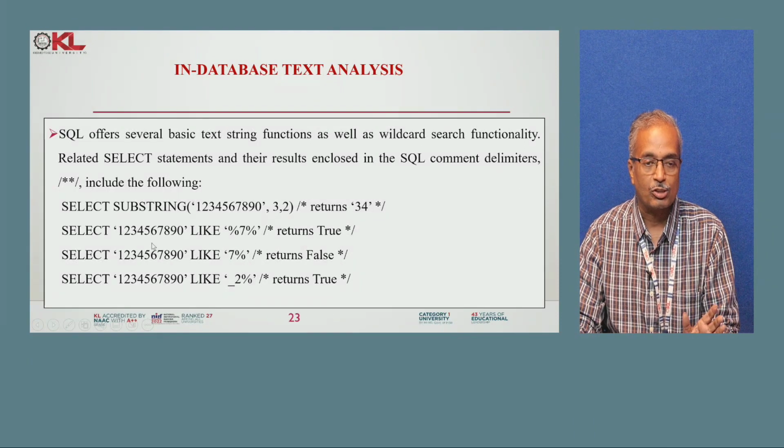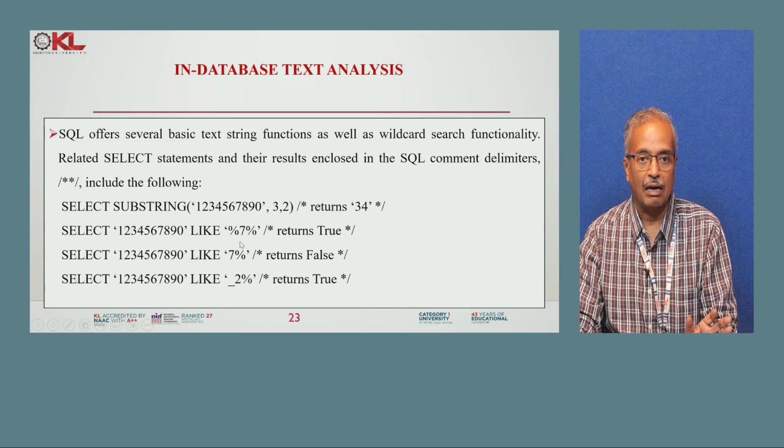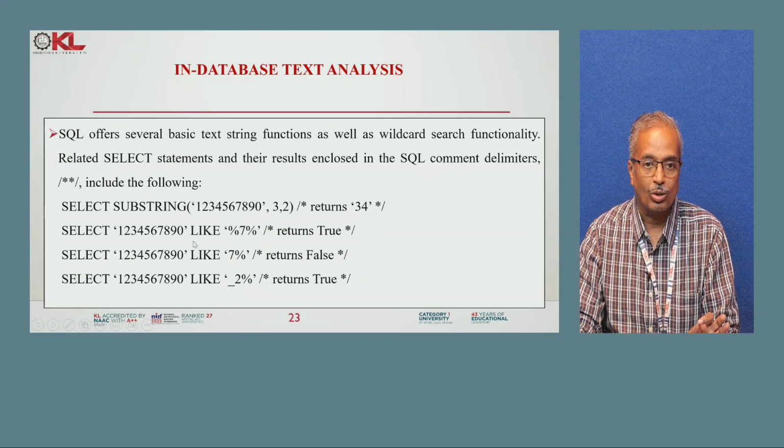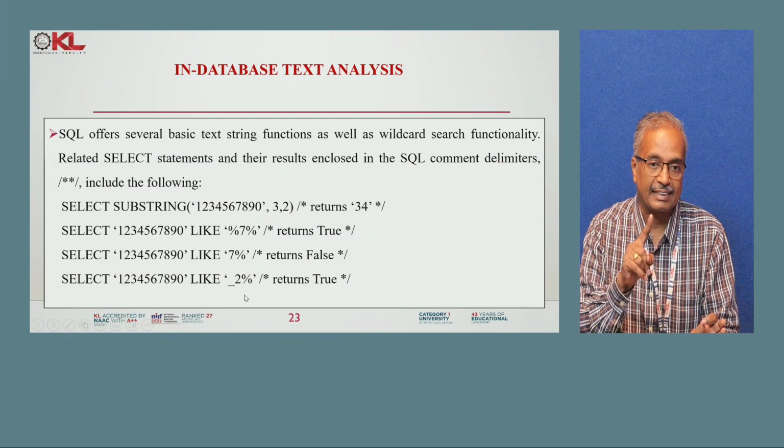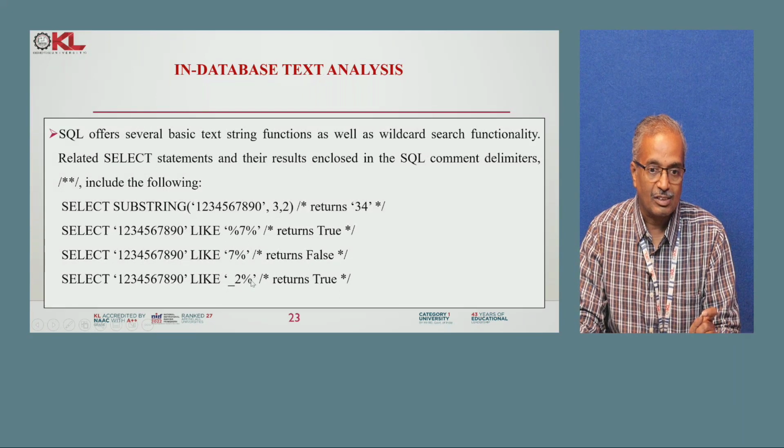The next one, 1 2 3 5 6 7 with something like percentage 7. Is 7 there or not here? Percentage refers to anything before it, and 7 is there, that is why it returns true. 7 percentage means after 7, is there anything? No, so that means false. The next one, underscore 2, is true. Underscore refers to only one character before 2, so that is 1, so that is true.